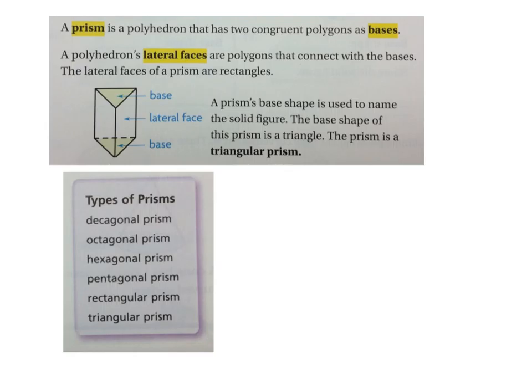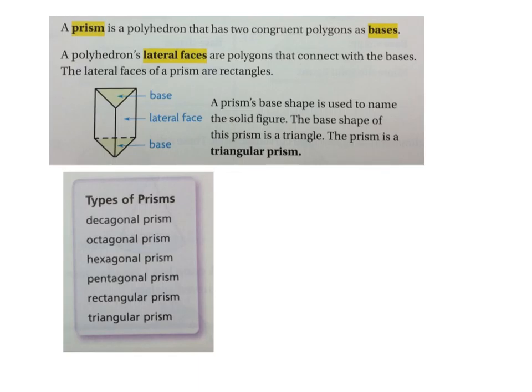So let's take a closer look to see what makes a pyramid and a prism. Of course, you'll take good notes in your notebook by writing down these vocabulary words. A prism is a polyhedron that has 2 congruent polygons as bases. A polyhedron's lateral faces are polygons that connect with the bases.